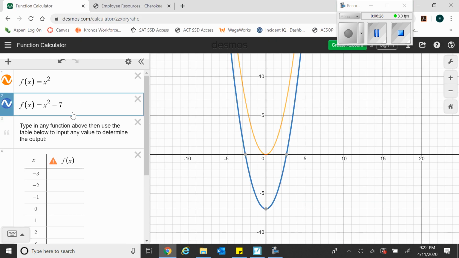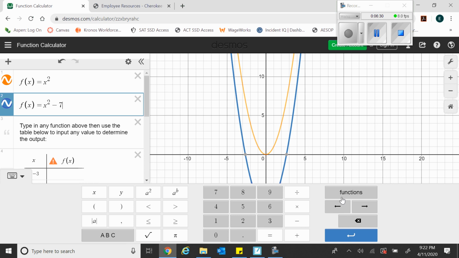So let's go ahead and let's look at it. So I'm going to take this equation and I'm going to do plus 3 instead of minus 7. So again, the parent graph, the original one, is the orange one. And now when we put plus 3 on the end, the vertex was at 0, 0 and it jumped up all the way to 0, 3.